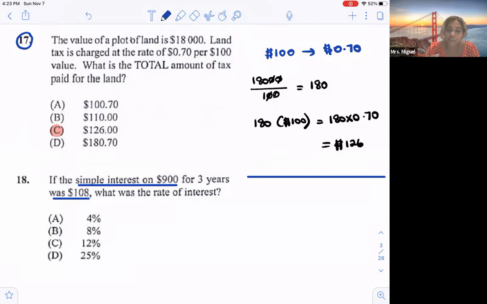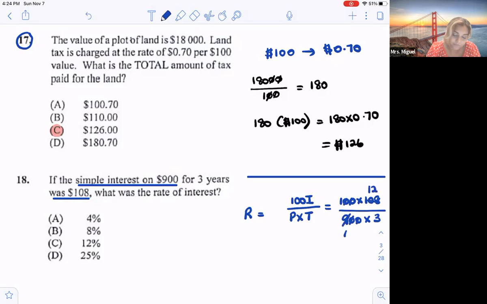And the formula for interest and time and principal, it is always the rate of interest. The numerator is always 100I over principal by time. I is the lesser of the two amounts of money, which is 108. The principal is the higher value, by 3 years. We can cross our zeros, and 108 divided by 9 is 12. And 12 divided by 3 is 4.